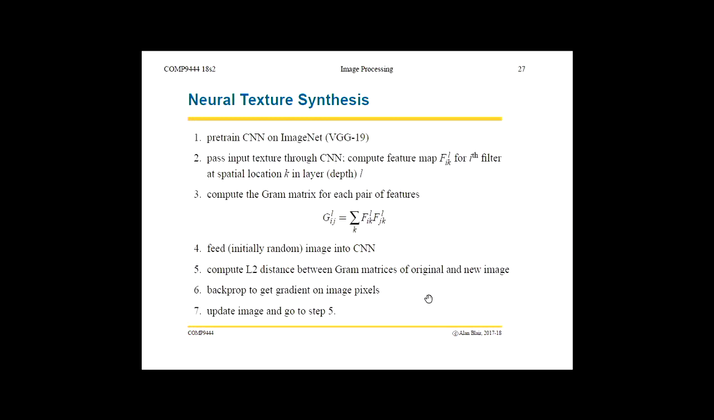So this neural style transfer applies the same principle, but instead of doing it at that first layer, they do it at a deeper layer in the network. Remember, we've got a deep network. So the first thing they do is pre-train a convolutional neural network on ImageNet.